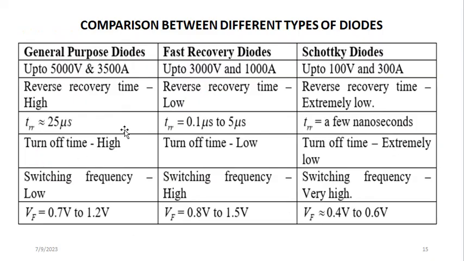Now, this table gives us the comparison of the properties of these three types of power diodes: the general purpose, the fast recovery, and the Schottky. Here we have the rating, the range of their currents and their voltages, the reverse recovery times, the turn-off time, and of course the voltage drop when they conduct in forward bias.